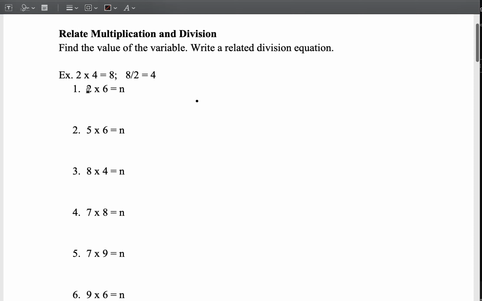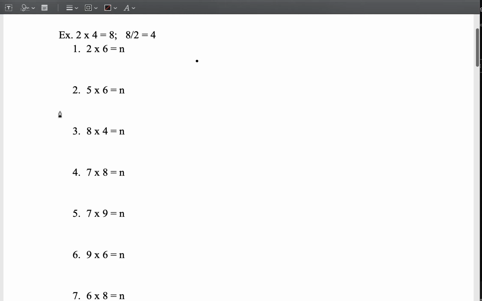And it gave you an example. So 2 times 4 equals 8. Therefore, 8 divided by 2 equals 4, or 8 divided by 4 equals 2. So let's do number 3. So 8 times 4, we all know, is n equals 32.